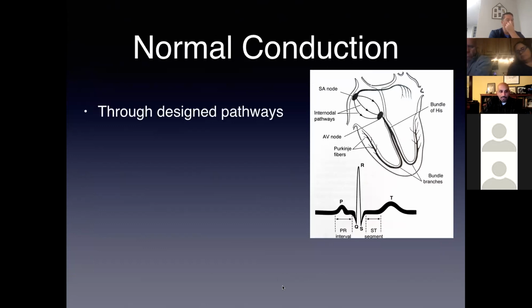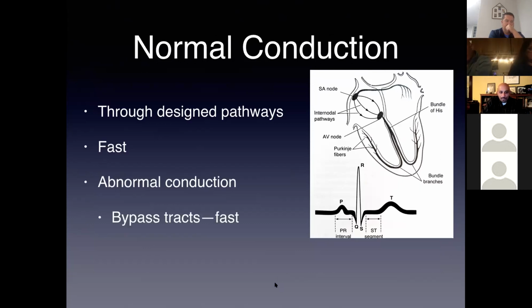All right, let's talk about conduction. I mentioned this briefly earlier. When conduction goes through the designated pathways, it's fast. And when there's abnormal conduction, 2 things can happen. You can have a bypass track where it bypasses the normal conduction, and that's like a short circuit. It's also fast. Or you could have the conduction go through the heart muscle, and so that conduction becomes slow.